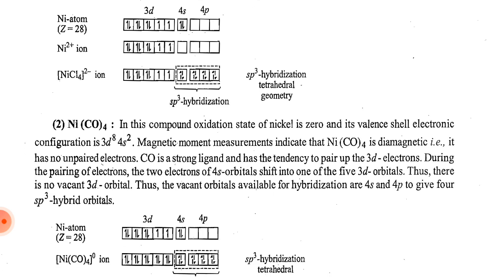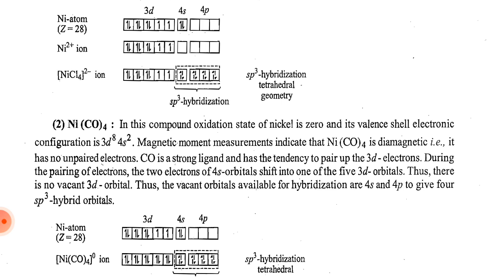The nickel atom has atomic number 28, 3d will show 8 electrons, 4s will show 2 electrons, and 4p. After losing 2 electrons, the nickel atom will change into the nickel 2+ ion. So in 3d, 8 electrons will be present, 4s will be empty, 4p will be empty. So [NiCl4]2- ion.